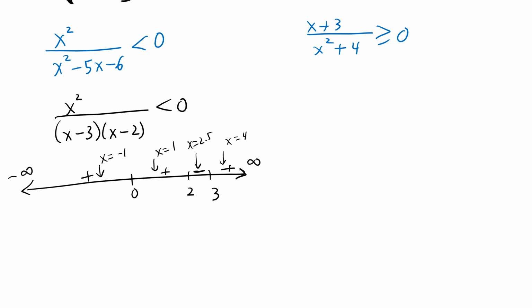So when is it negative? That's what the question is saying. Well, it's from 2 to 3. And notice both must be parentheses because the inequality given is only less, not or equal. So that would be the solution.